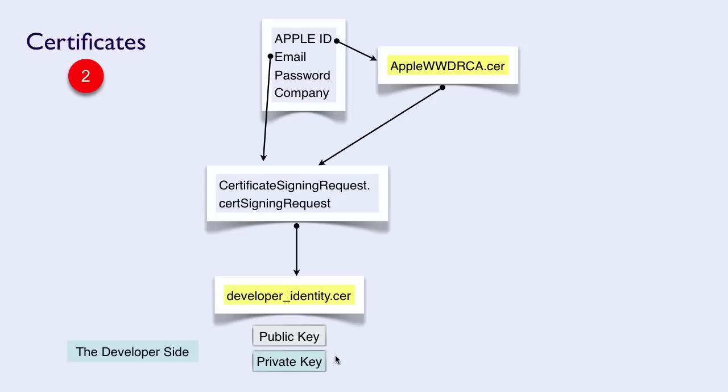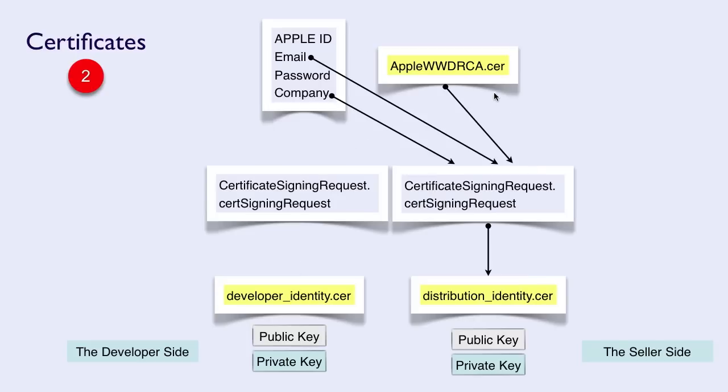Now you are done with the developer side, and you'll have to do the same thing on the distributor side. You will use the intermediary certificate together with your email and company name to get the certificate signing request, from which you will generate the distributor certificate. This certificate will also have a public key and a private key. Here also, it is the private key that is important, since it is the private key that identifies you as a distributor. So you should make a copy of it and keep it somewhere safe. Now you are done also with the distributor side.